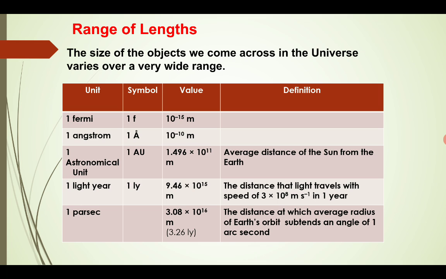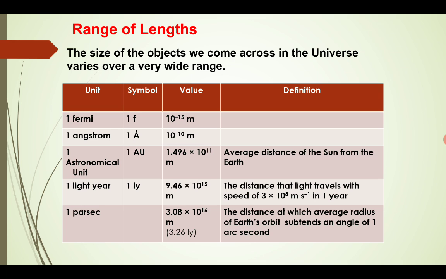So in order to discuss the distances, let us have a look over the short and large range distances we are dealing with in our day-to-day life. So in the first column we are having unit, second we are having the symbols, third the values and their definition. The smallest known is the Fermi, and 1 Fermi is equals to 10 raised to power minus 15 meter. 1 angstrom we are using in our numerical as well, that is 10 raised to power minus 10 meter. Astronomical unit, that is a bigger unit.